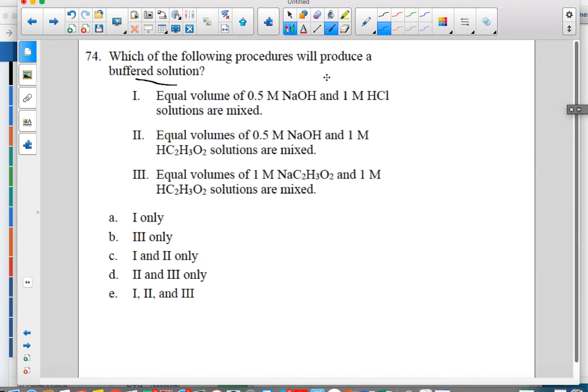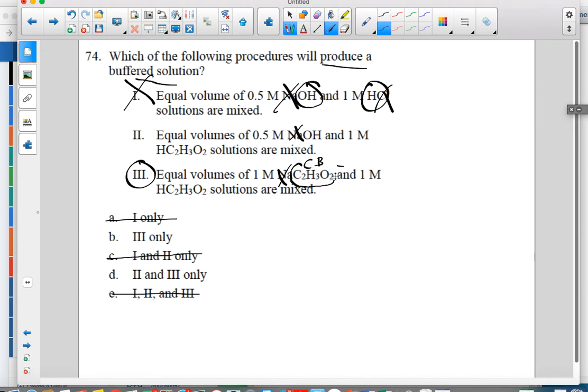Next one, 74. Which of the procedures would produce a buffered solution? The first thing you notice is I just have OH minus and H plus. I know Roman numeral 1 is not going to be possible. When I look at number 3, I know I have a conjugate base because I got C2H3O2 minus and the weak acid, so I know number 3 for sure.